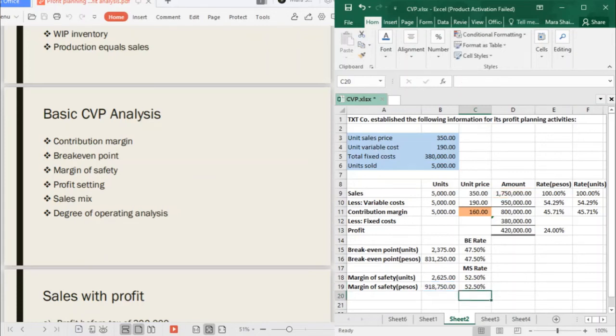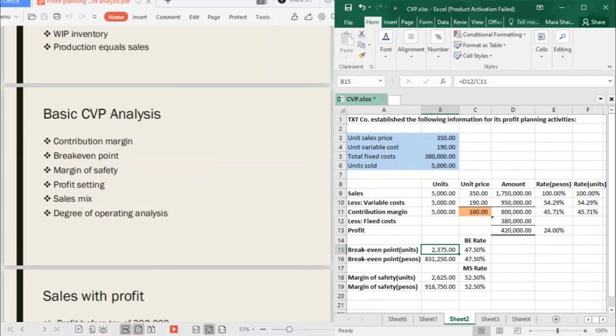Again, it should be the same whether in peso or in units. Now, what have you observed? Usually the basis is your sales. Your sales is always your 100%. So, in the MSR, what is deducted from your sales is your break-even point.